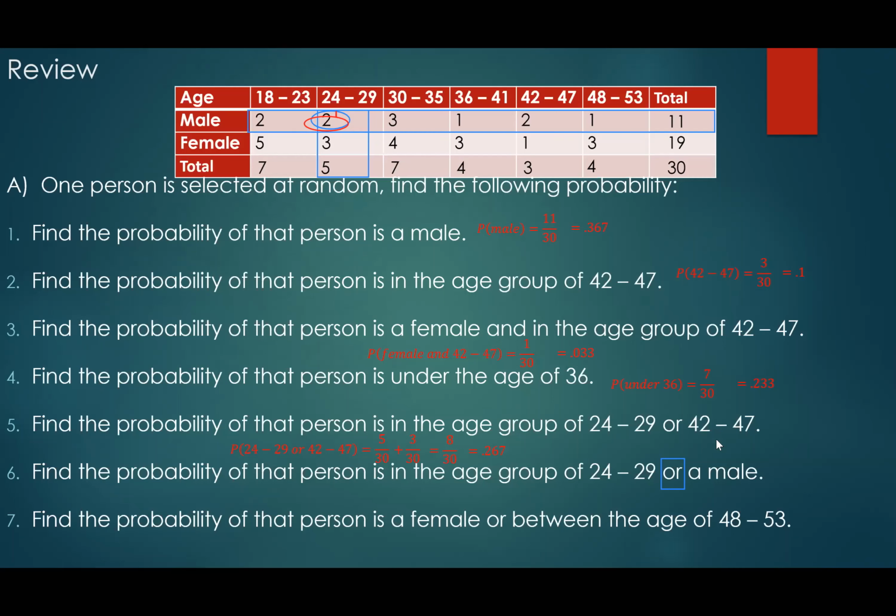That's why we say that they are not mutually exclusive. And if they are not mutually exclusive, we need to find the first group, which is the 24 over 30, plus the second group, which is the 11 over 30, and minus what they have in common, which is the 2 over 30. In this case, you have 14 over 30, which gives you 0.467, okay?